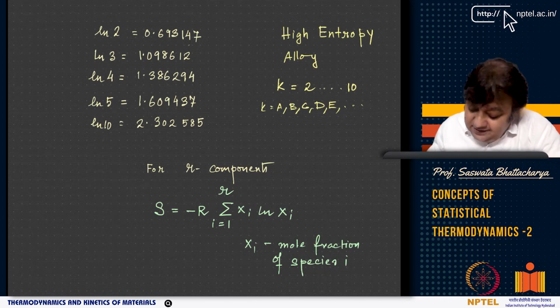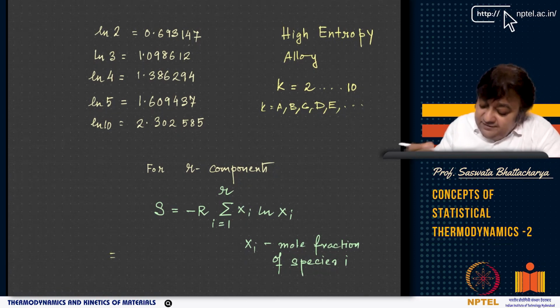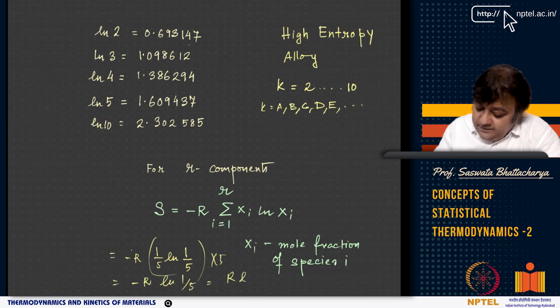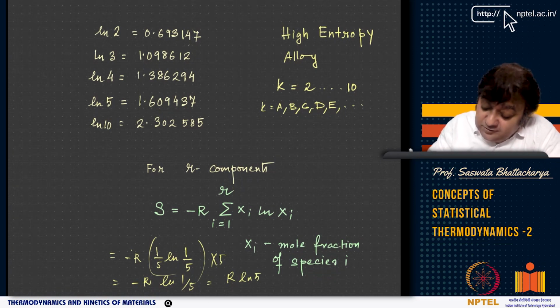And if you look at that, immediately you can see this minus R sum of xi ln xi. When it is in equal proportion, say for example you have 5 elements, it becomes minus R times 1/5 ln 1/5. And you are summing it 5 times, so it becomes 5 times that. So this equals minus R ln 1/5, which is nothing but R ln 5. So if you have k elements, it becomes R ln k.